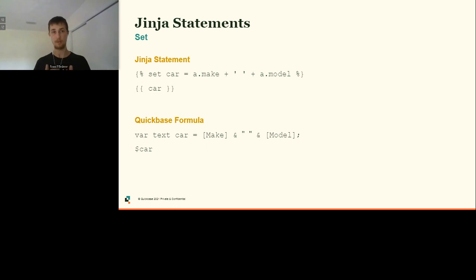As we walk through this, we will see there are a lot of similarities, but also some differences, not just in the syntax itself, but also in the capabilities. Where Jinja starts to shine is with the for loop, for example, which we're going to hit on next. Here we've got the Jinja statement: set car, a.make, add a space, a.model, and then we call car. Right below that, we see the Quickbase formula equivalent. Very similar, doing the exact same thing.